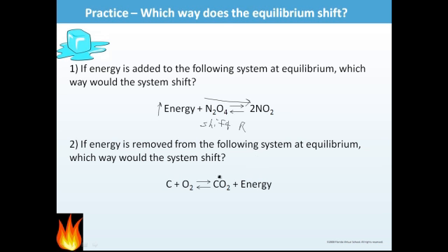In the second one, we have carbon reacting with oxygen to produce carbon dioxide and energy, an exothermic reaction. And it says if energy is removed, which way will it shift? Okay, so we're removing energy, so it's going down. So we have to shift towards that to replace or replenish it. So that would shift to the right. Okay, and that's how we do the temperature.